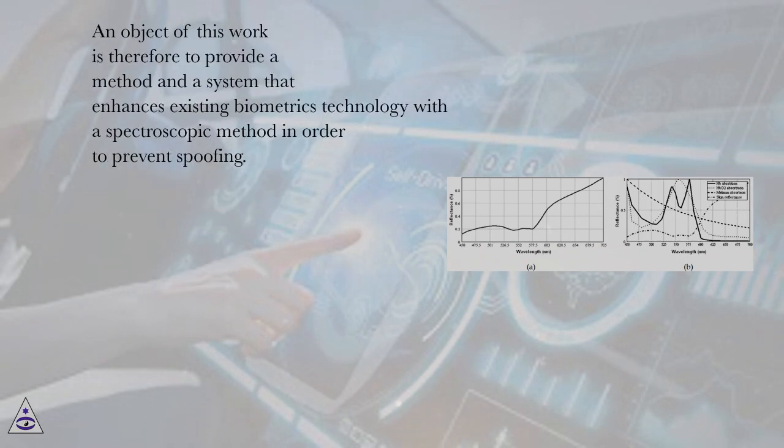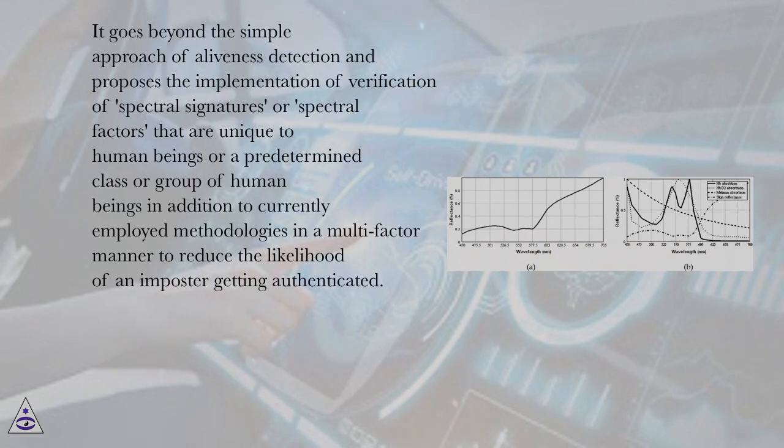An object of this work is therefore to provide a method and a system that enhances existing biometrics technology with a spectroscopic method in order to prevent spoofing. It goes beyond the simple approach of aliveness detection and proposes the implementation of verification of spectral signatures or spectral factors that are unique to human beings or a predetermined class or group of human beings in addition to currently employed methodologies in a multi-factor manner to reduce the likelihood of an imposter getting authenticated.